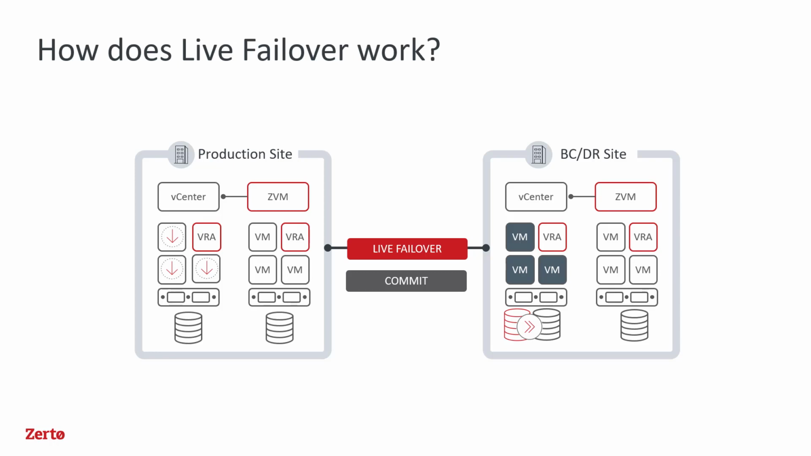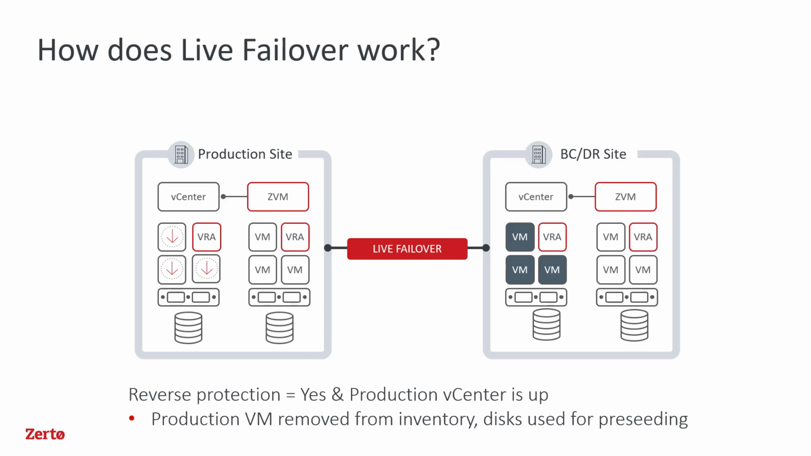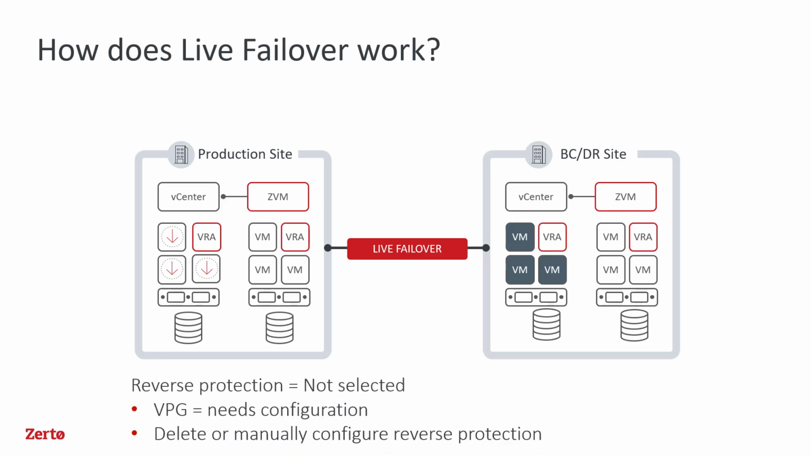to the recovery volume. If reverse protection has been configured and the production vCenter is up and responsive, then the production VM will be removed from inventory and its data disks used for preseeding. If reverse protection was not selected, the VPG will go into a needs configuration state. The VPG can then either be deleted or reverse protection can be manually configured.